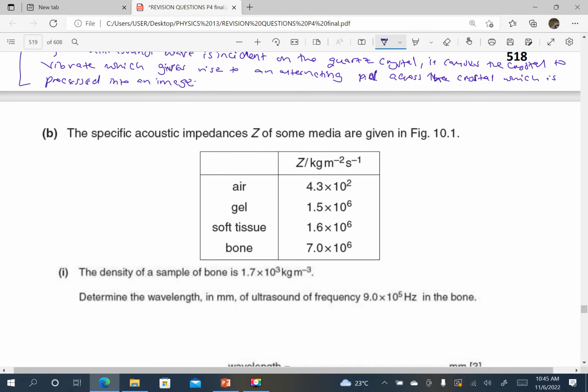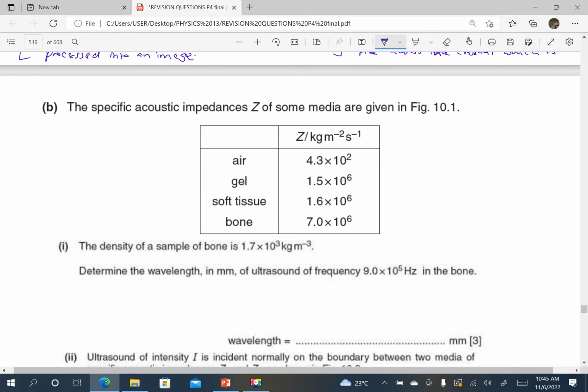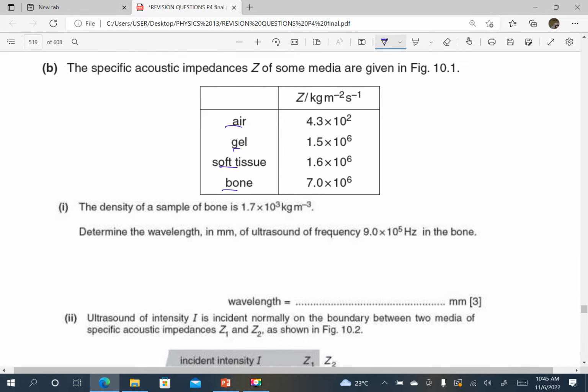Okay, the specific acoustic impedance Z of some media are given here. So we have air, gel, soft tissue, and bone. The density of a sample of bone is 1.7 times 10 power 3. Determine the wavelength in millimeters of ultrasound of frequency 9.0 times 10 power 5 Hertz.